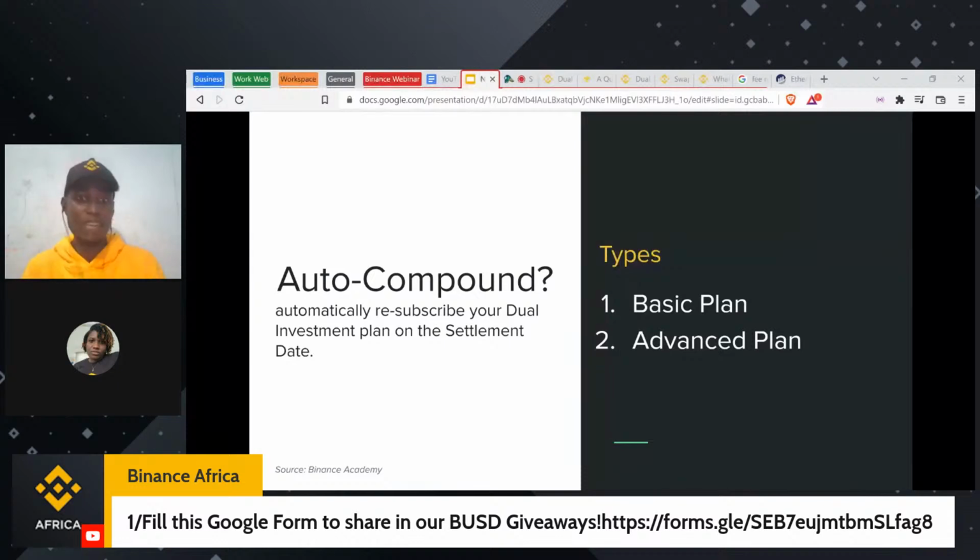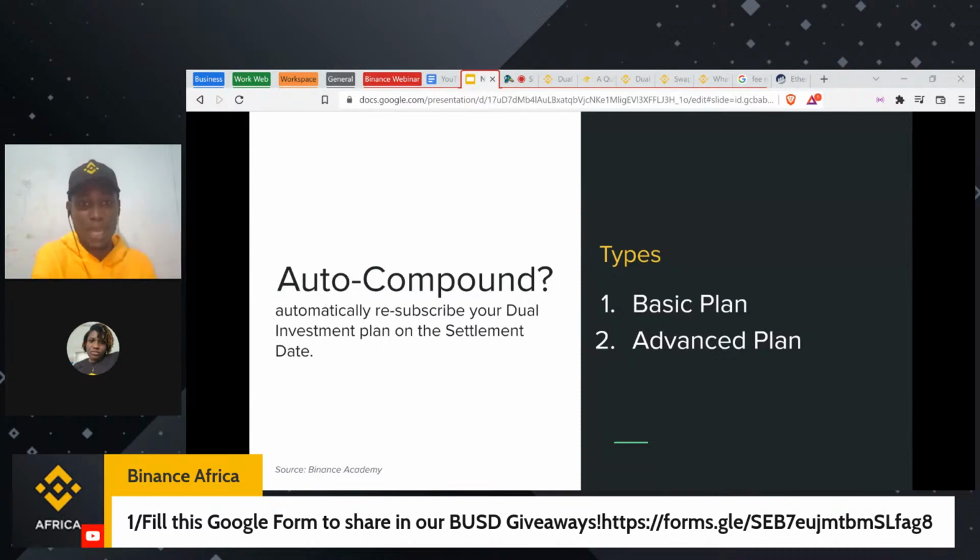For the basic plan, if the target price is reached, the auto compound will stop and the system will close that position and distribute your returns to your spot wallet immediately. I think it takes about 30 minutes or thereabout to be deposited into your wallet. But if the target price is not reached, the auto compound will continue. The system will automatically subscribe to a new position with settlement occurring on the next available settlement date until the target price you have selected is reached.